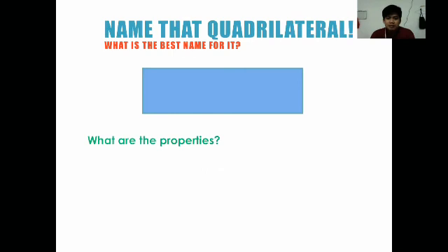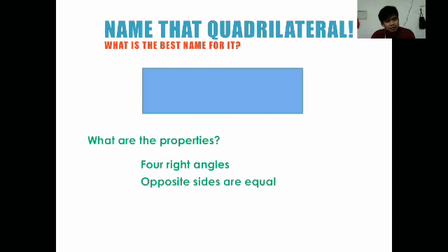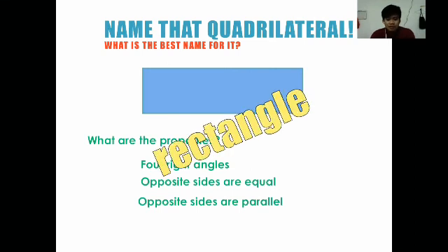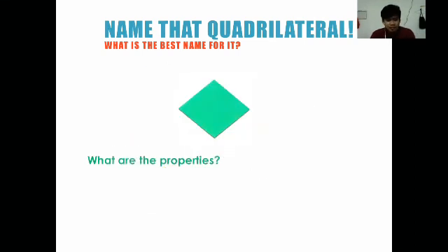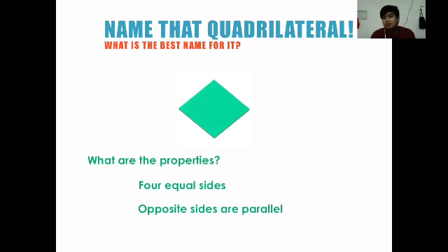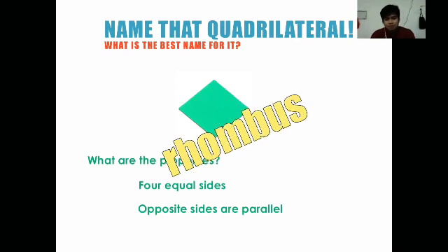What are the properties of that figure? It has four right angles. Its opposite sides are equal. Its opposite sides are parallel also. It's a rectangle. So what is this? Its properties: four sides are equal. Opposite sides are parallel. It's not a diamond. A diamond is a kind of stone. So this is a rhombus.